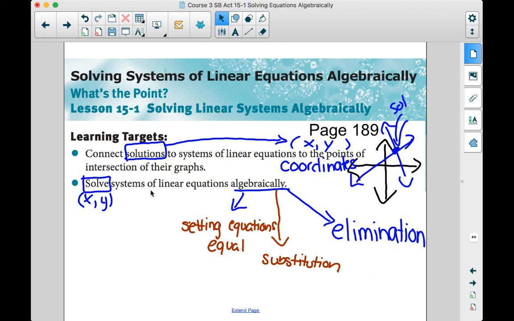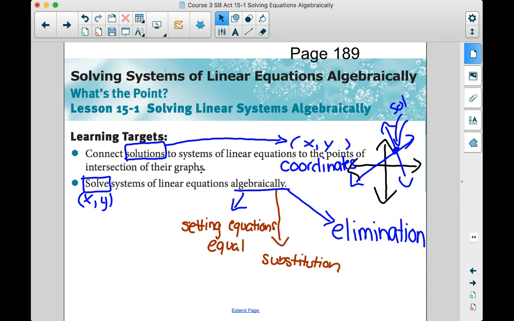Okay, so turn in your Springboard books to page 189, and we are going to look at the same lesson, lesson 15.1. There's three parts to this lesson, which is solving systems of linear equations algebraically.